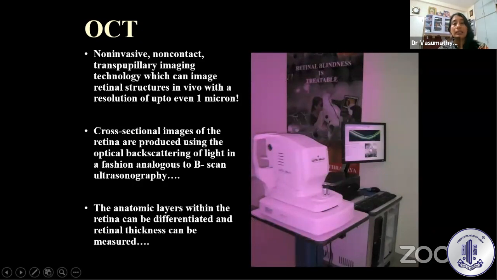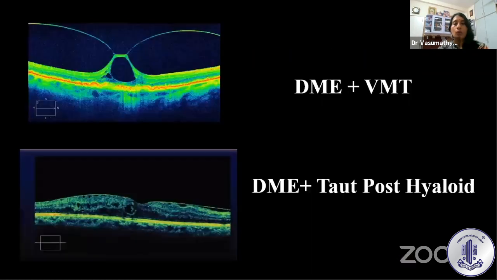Which brings us to OCT, optical coherence tomography, which has been a game changer in the way we manage diabetic macular edema. We all know what OCT does and what its principles are, so I'm not getting into that. If you just look at diabetic macular edema, these two pictures beautifully illustrate how OCT helps the retinologist to decide what to do.